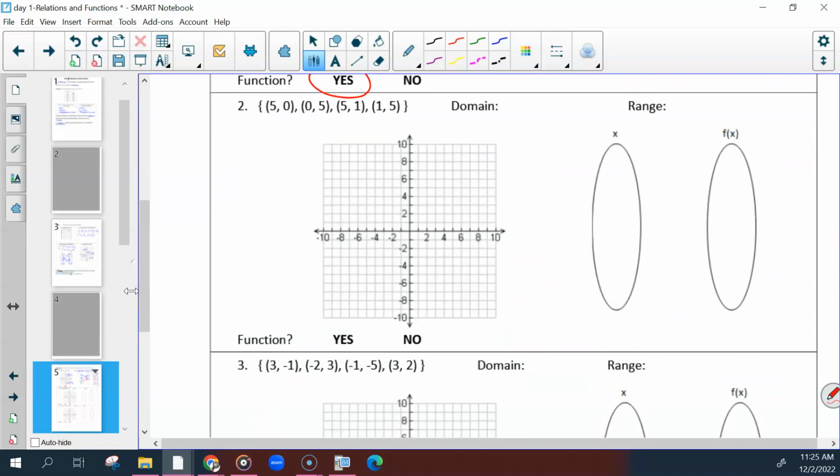Number 2, do the same thing. Make sure you add in a table. The order in which you do this does not matter. I'm going to start with my table. Remember, least to greatest in your x's, and then just match it with your y's.